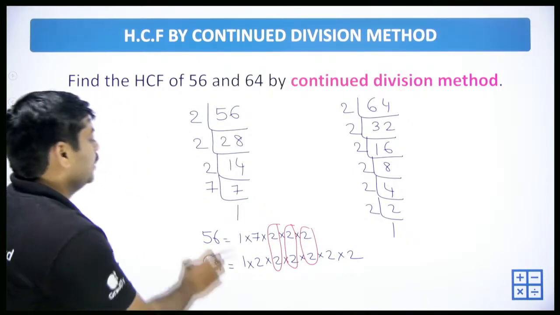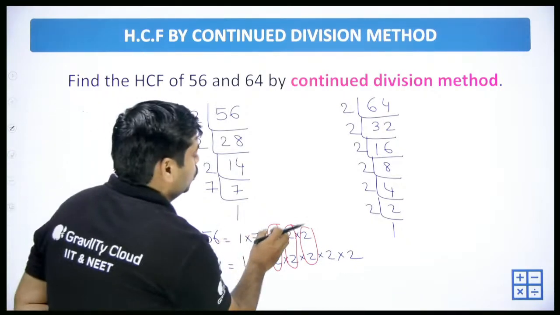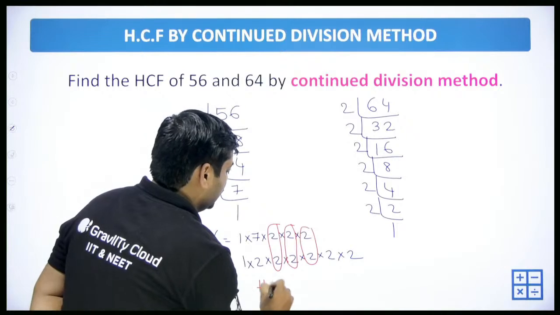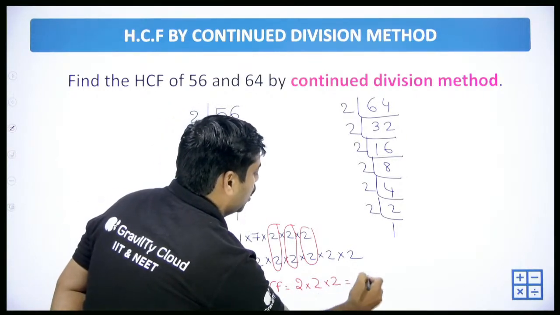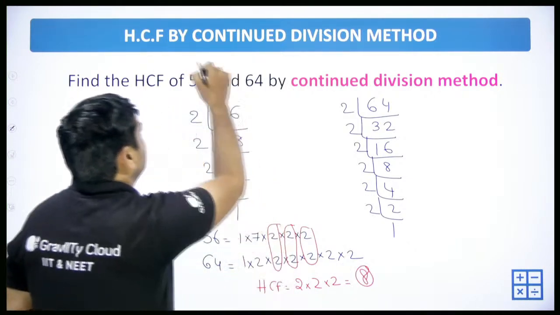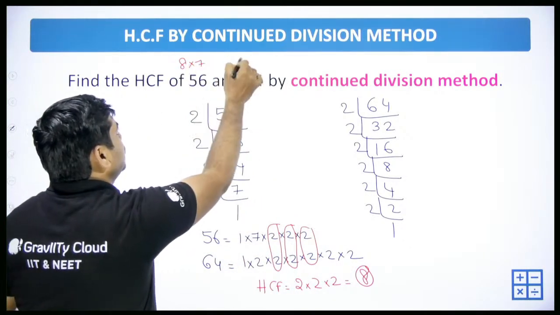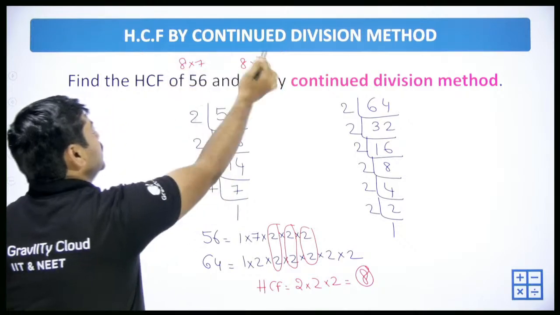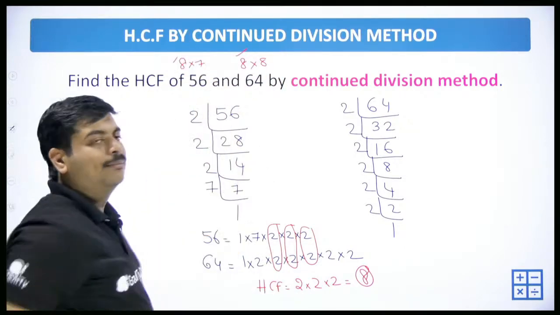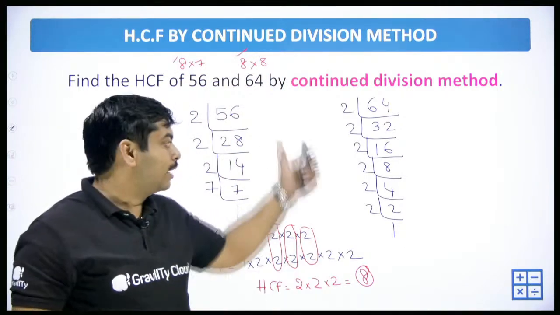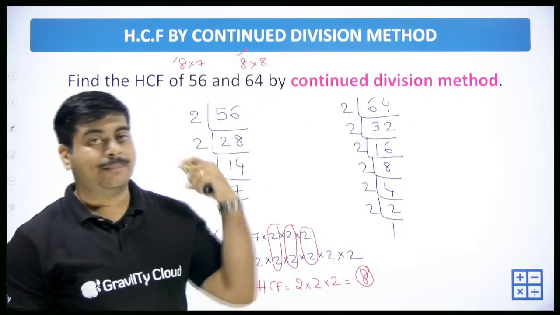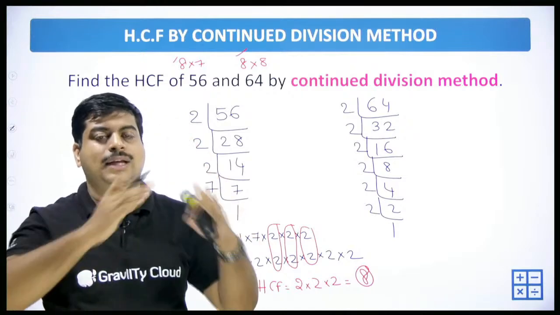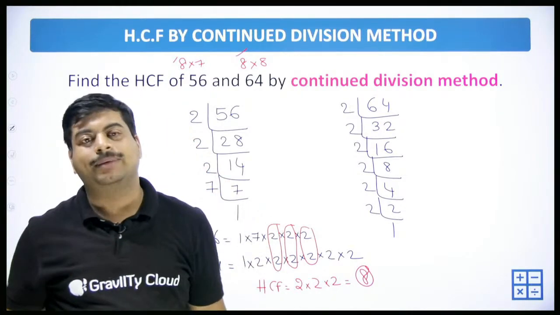So that is how the HCF comes: 2 into 2 into 2. The highest common factor will be the multiplication of all these twos, which is 8. This is 8 into 7 and this is 8 into 8. So the highest common factor for both the numbers is 8. This is how you do it with the continued division method. The previous one, the factorization, was the factor tree method.